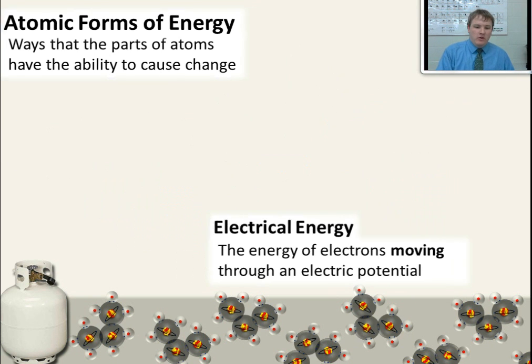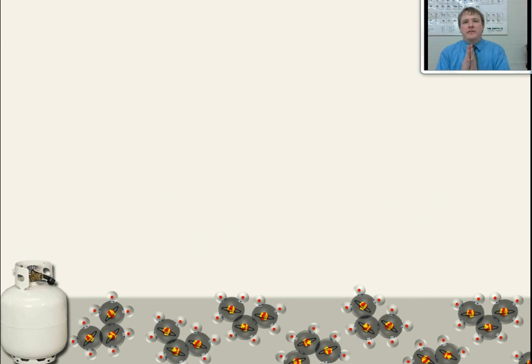All right, so far we have seen three different forms of energy that tie themselves up inside an atom. There's energy stored in the bonds between atoms, that's chemical, energy stored in the nucleus, that's nuclear, and energy that's found in moving electrons through an electric potential, that's electrical energy, all able to cause changes when that energy is released.